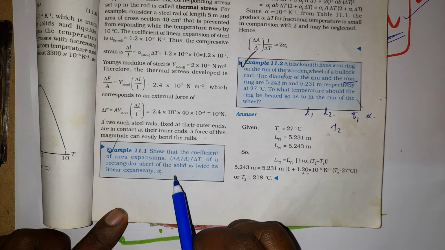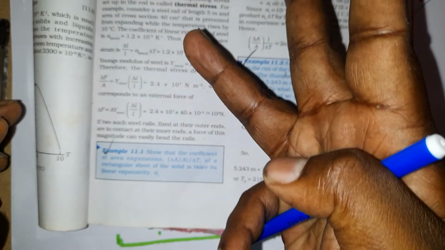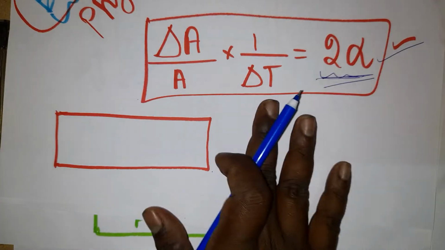Actually, they have asked you to prove that the areawise thermal expansion is 2 times the lengthwise expansion. That is the proof you have to give. Lengthwise means 1 time, areawise means 2 times, volumewise means 3 times. We have to prove areawise as 2 times. This is the equation we are going to prove.